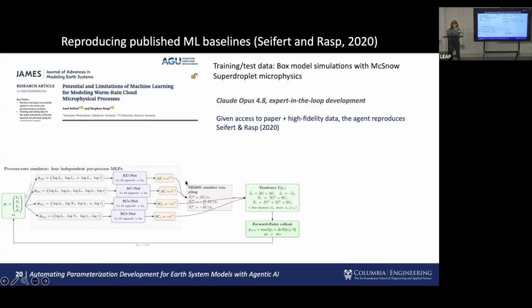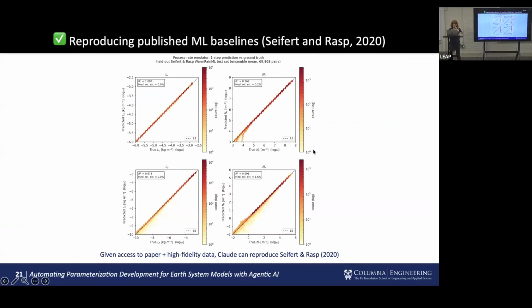And that consists of box model simulations with mixed snow super droplet microphysics, which is the ground truth that it's learning the parameterizations from. So this is basically just showing how well my Claude emulated the Seifert and Rasp warm rain parameterization work. This is just the single step prediction.